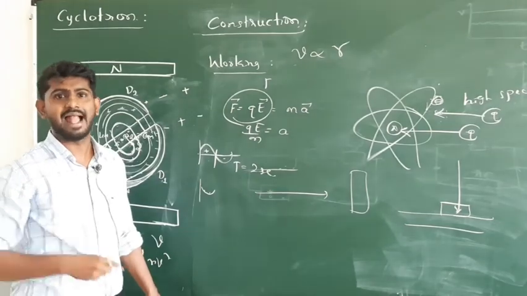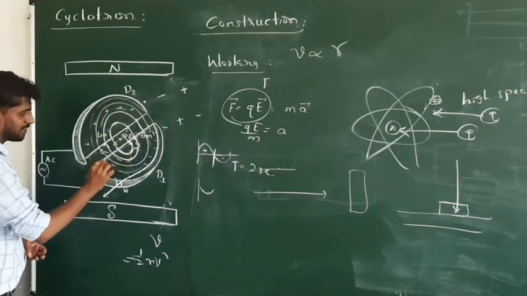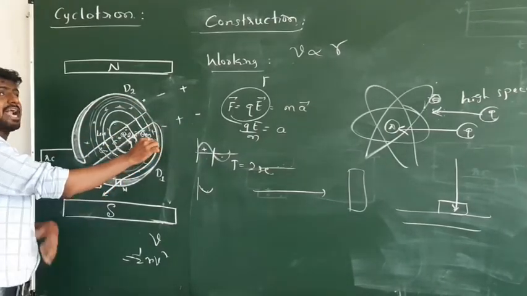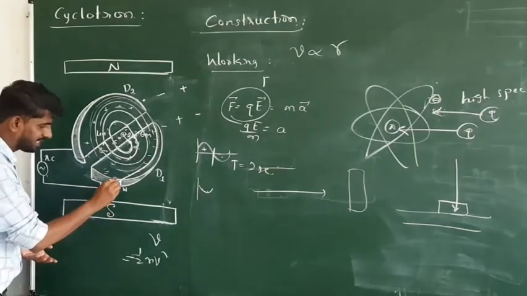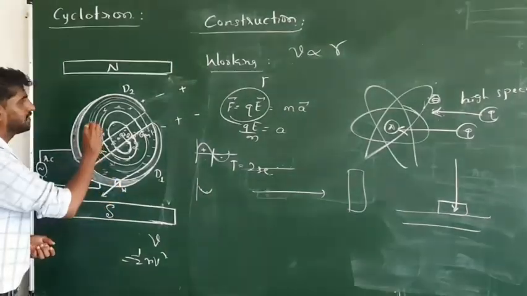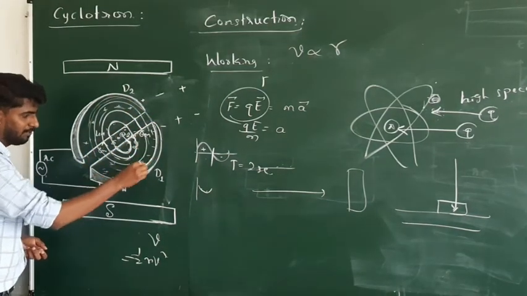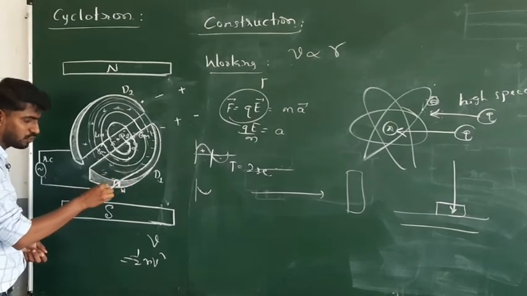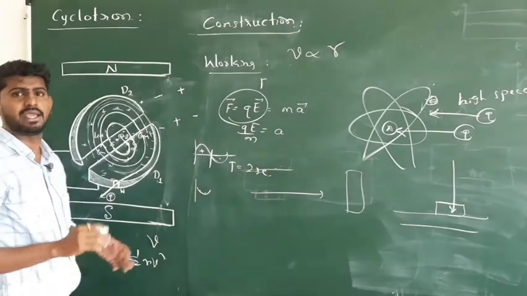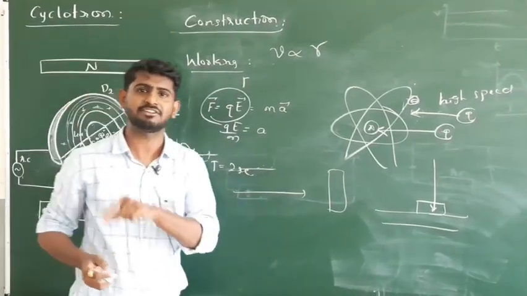Is it clear? Okay, at last, finally, when the charge particle is moving with utmost speed, meaning utmost radius, there will be a gap which is called the window in the D. So when it is moving towards that edge, it can pass through the window, and the charge which is coming out of this window will be with very high speed, high energy, and we can call it an accelerated charge particle.